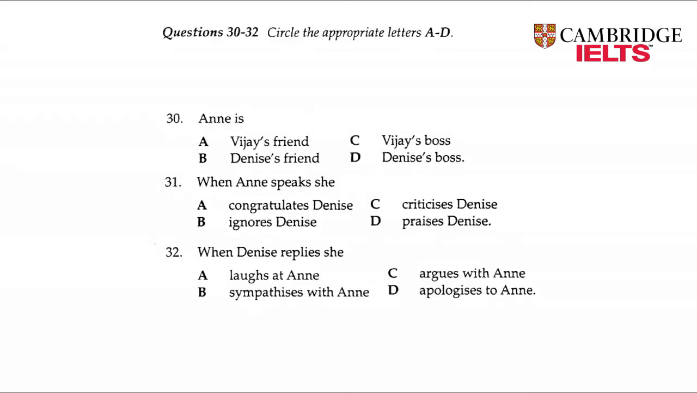Choose the appropriate letters A to D and write them in boxes 30 to 32 on your answer sheet. Listen carefully to the conversation between Denise and VJ and Anne.